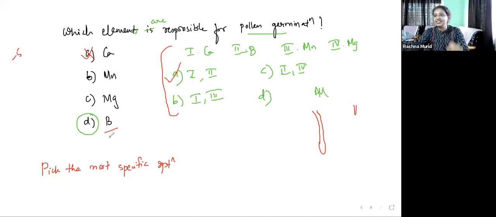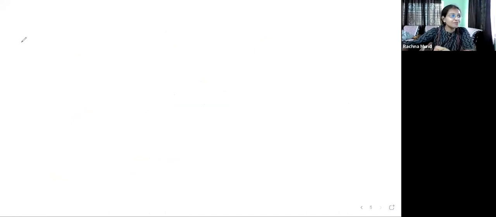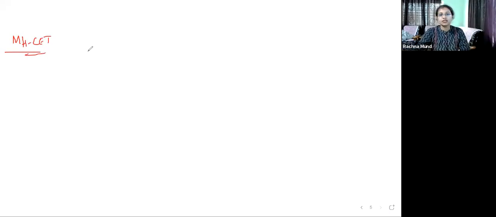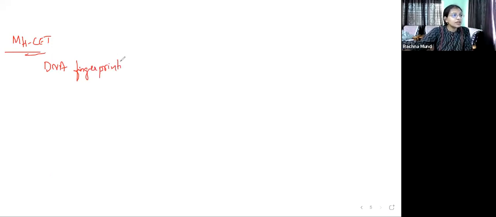Okay. To make you a bit relaxed, I'm giving you another question. This question had come in MHT CET, the Maharashtra Common Entrance Test, once. So the question had come on DNA fingerprinting. It can come in the NCERT NEET entrance, no issue.